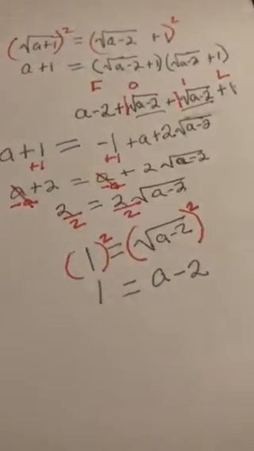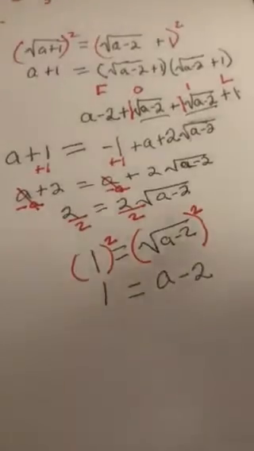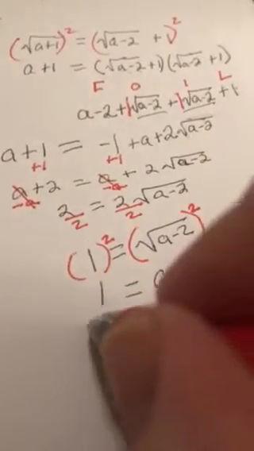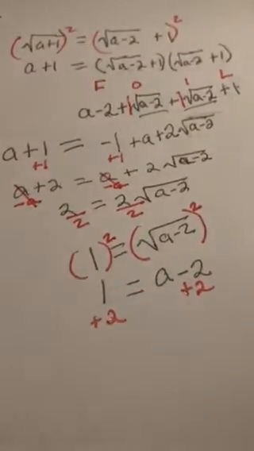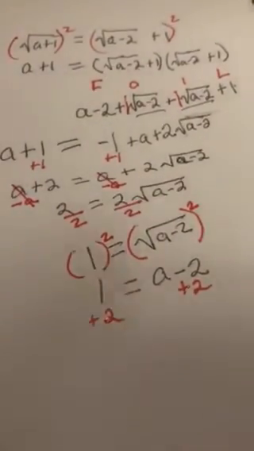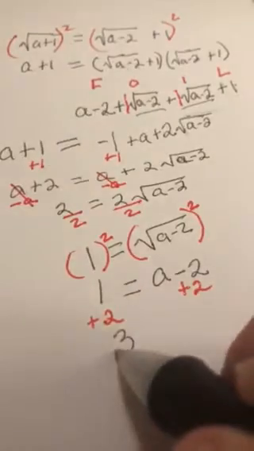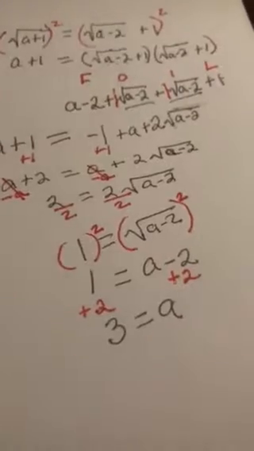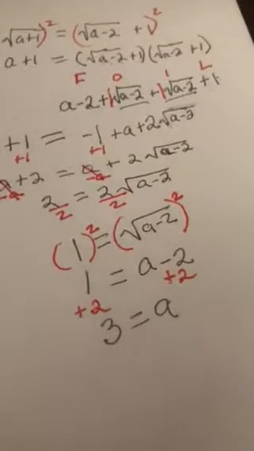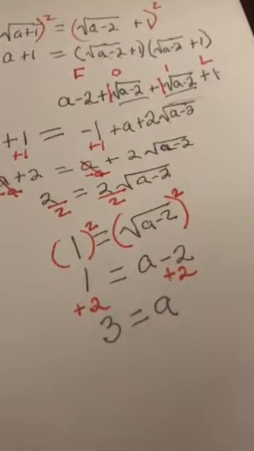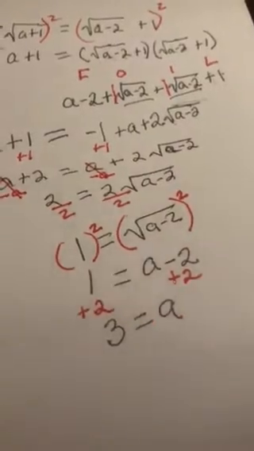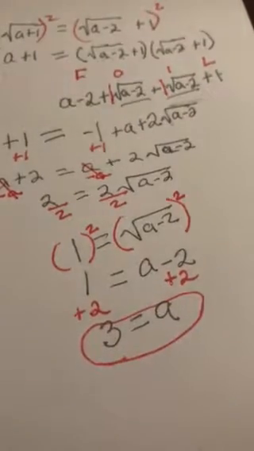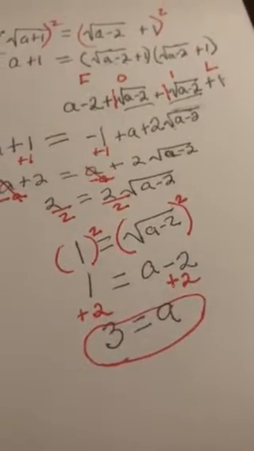And we finally get to solve for a now. We're going to get a alone by adding 2 to both sides. And so we find out that 3 is equal to a. Yay, that was a lot of work. Whole lot of work there. A is 3. Now you want to make sure you double check it.